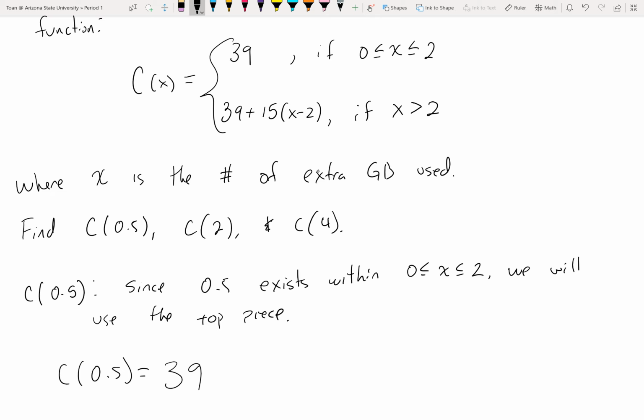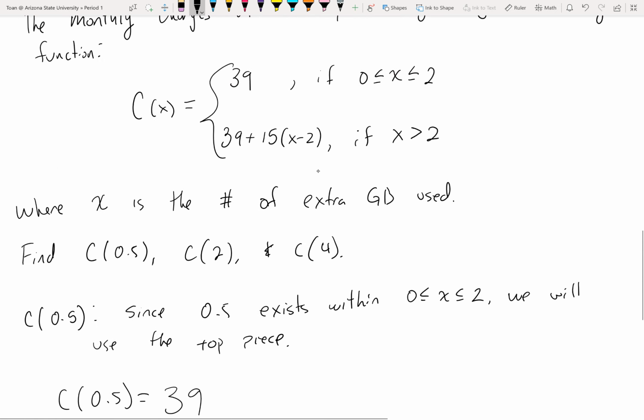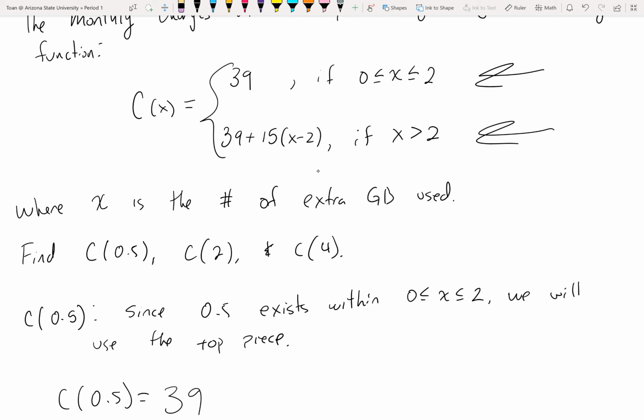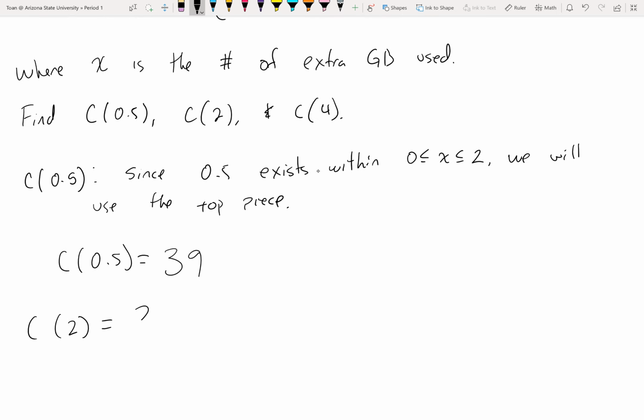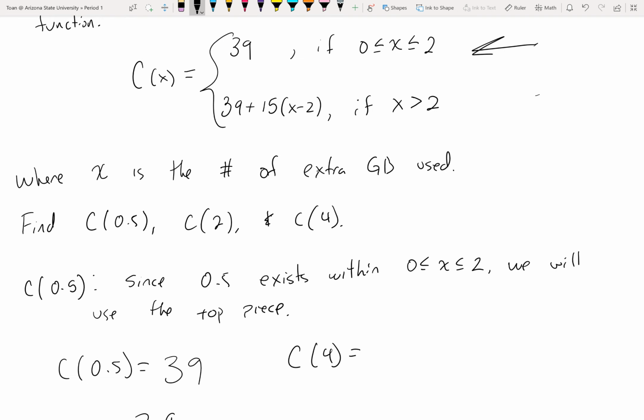Right. That's easy. C of 2. Let's take a look at the original function. Which one of these domain splits will x equals 2 fit into? The top one. So again, evaluate into the top function, that's just 39. C of 4 equals, so if I want to evaluate a piecewise function, my input is a 4. I have to ask myself, which of these domain splits does x equals 4 fit into? The bottom one. Clearly 4 is greater than 2.